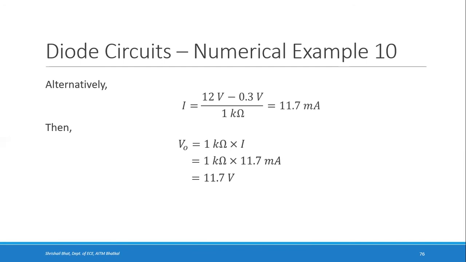So these are some numerical examples based on diode circuits. In the next class, we will start with the applications of diodes. The first one we are going to see will be rectifiers. Rectifiers are one of the applications where we use the PN junction diode.